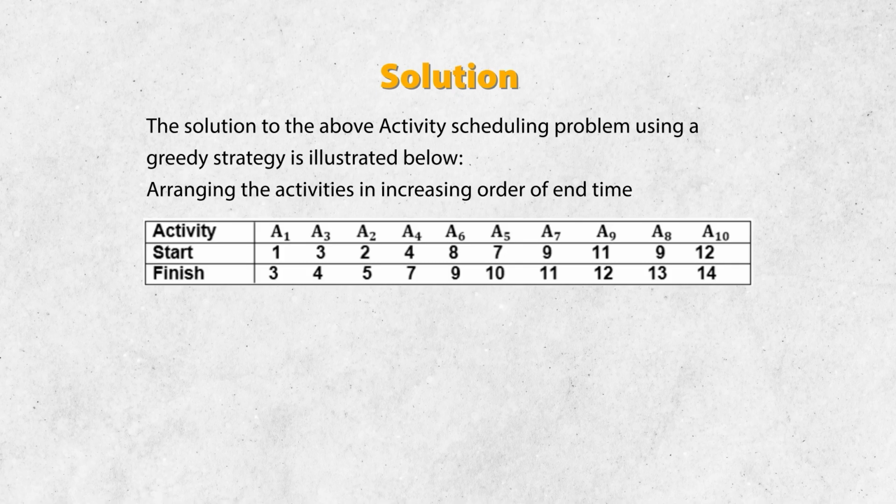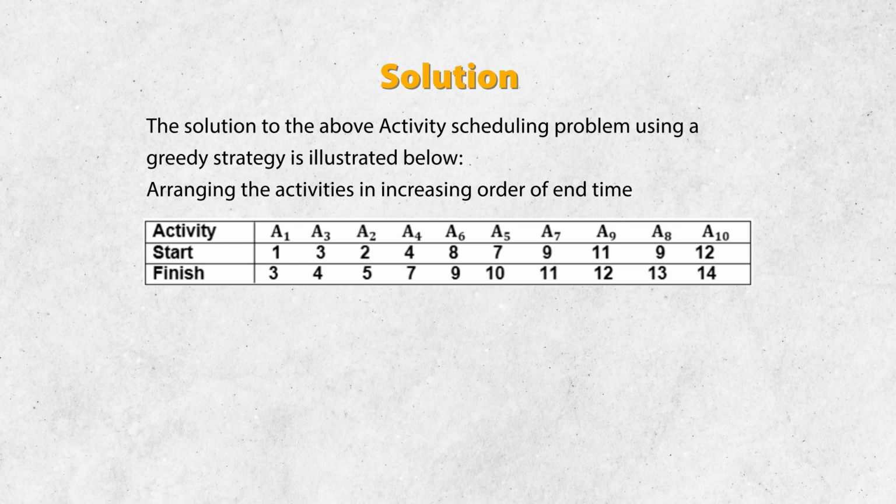We do not need the overlapping activities. So move forward with A4. A4 is starting at 4, ending at 7. Again, it is not overlapping with anything, so it's good to go. Another is 8 to 9, A6. A6, 8 to 9 is again not overlapping, so you can simply write it. Then there is activity A5, starting at 7, ending at 10. This is overlapping, so you can simply discard this activity and then you move forward with A7, which is 9 to 11.